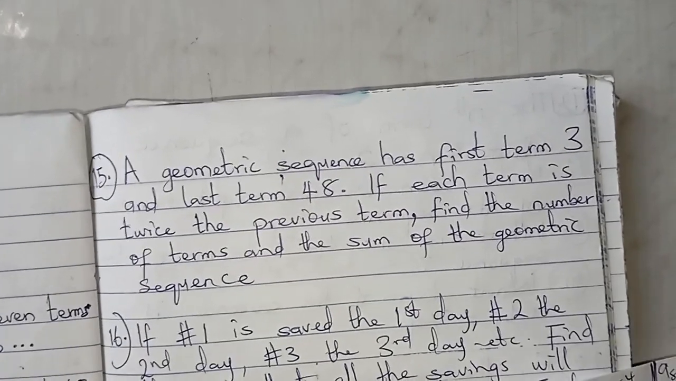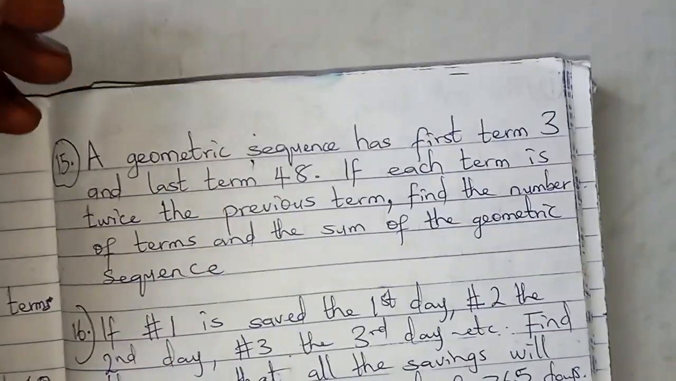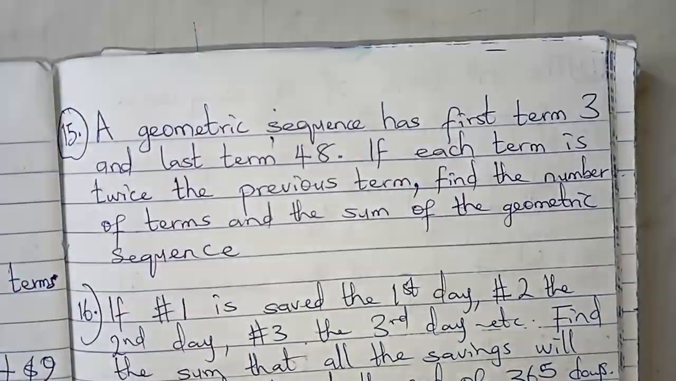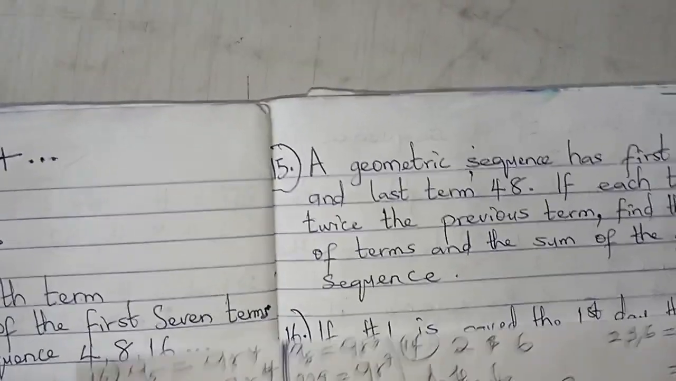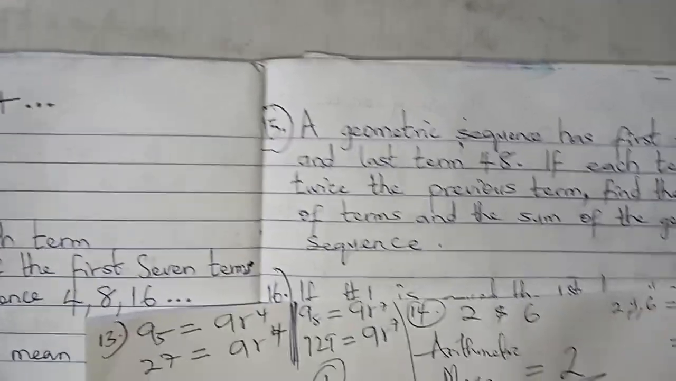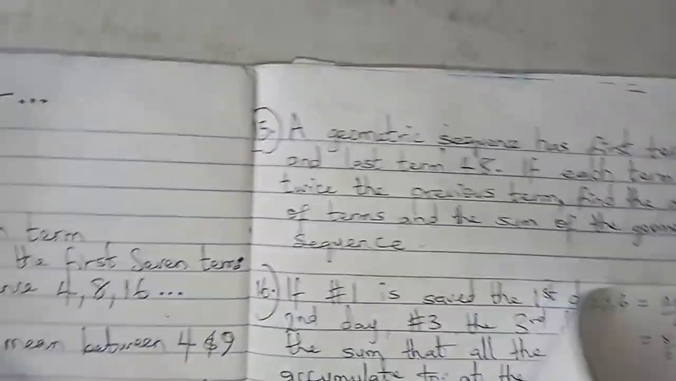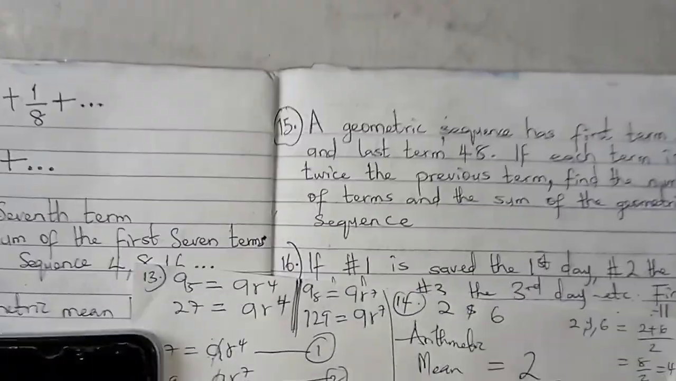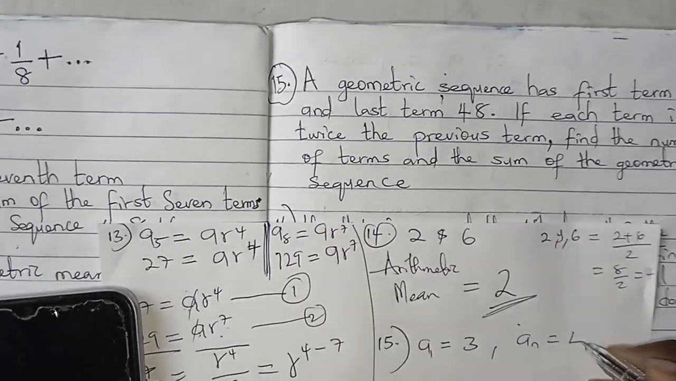Very simple. Number 15. A geometric sequence has first term 3 and last term 48. If each term is twice the previous term, find the number of terms and the sum of the geometric sequence. First of all, the first term A1 is equal to 3. The last term, I can choose to call that last term An, is 48.